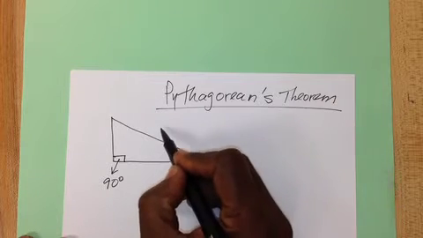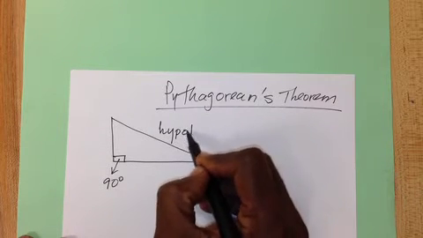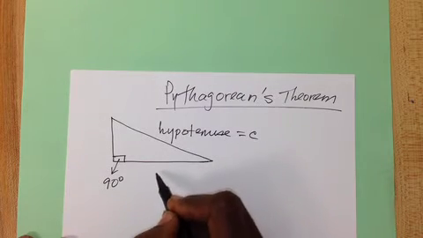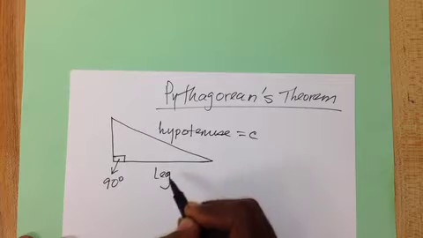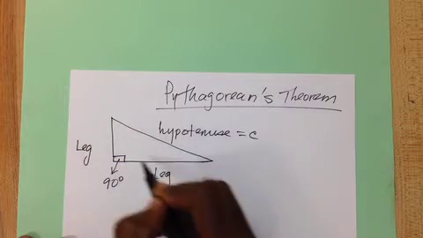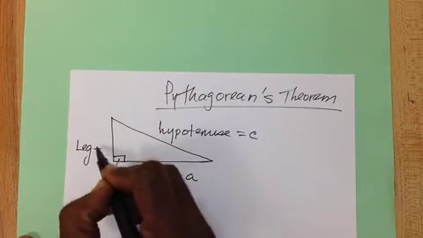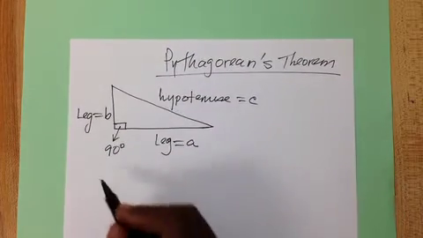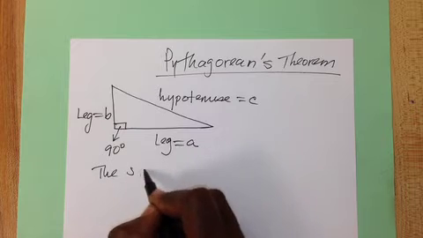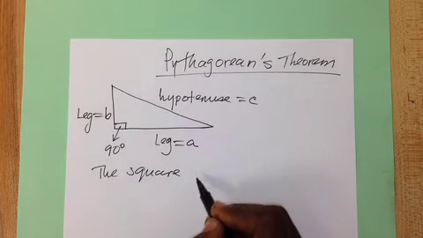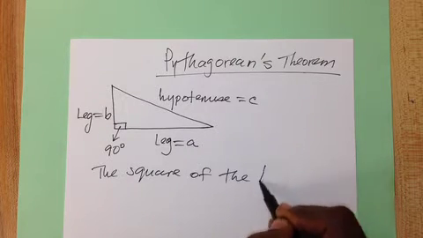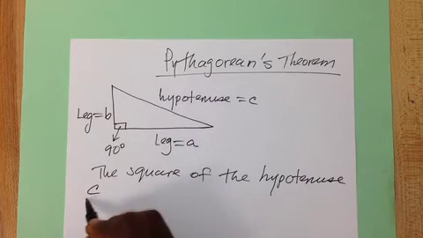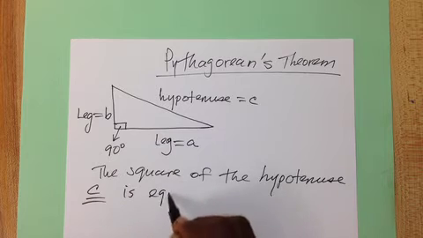Across from the 90 degrees we call it the hypotenuse, which is denoted by C. Then we have the other two sides, which we call the legs. One of them is denoted by A and the other B. Now Pythagoras said if we take the square of the hypotenuse of the right triangle, it is equal to the sum of the square of the other two legs.